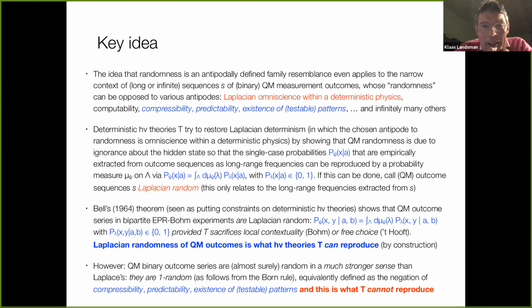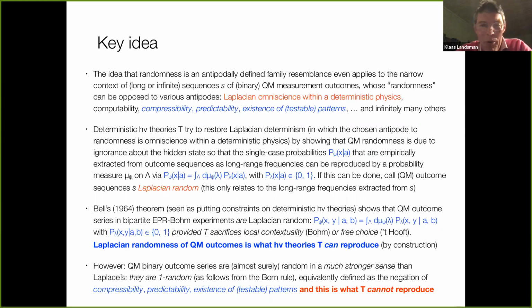Then deterministic hidden variable theories try to restore Laplacian determinism. I think that this is the underlying philosophy, in which, by definition, the chosen antipode to randomness is, as I just mentioned, omniscience within deterministic physics. And they try to do so by showing that quantum mechanical randomness is due to ignorance about the hidden state, in such a way that the single case probabilities that are empirically extracted from outcome sequences as long-range frequencies can be reproduced by a probability measure in the usual way, displayed here in blue. And if this can be done, and this indeed can be done for quantum mechanics, you could call an outcome sequence Laplacian random. And so this is just one of the notions of randomness that an infinite sequence can have. And it's a relatively weak one. It only relates to the long-range frequencies extracted from the sequence.